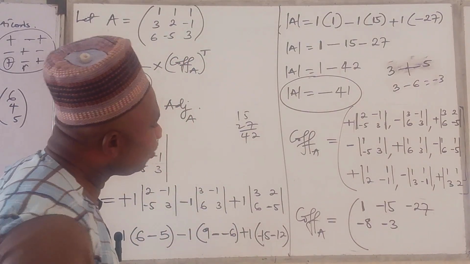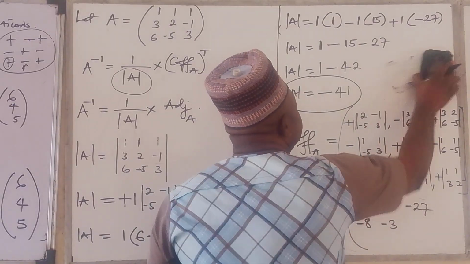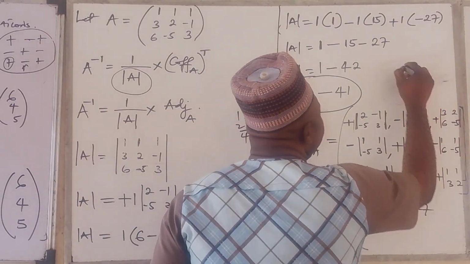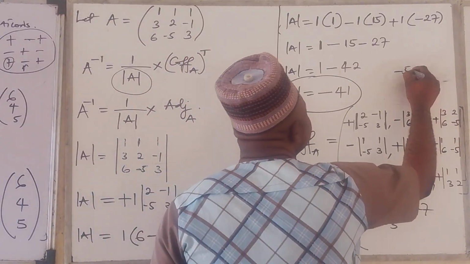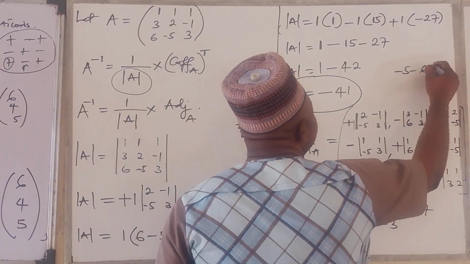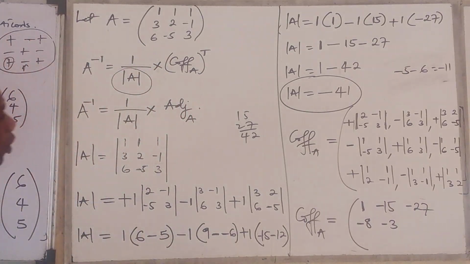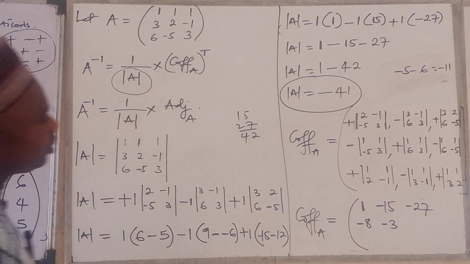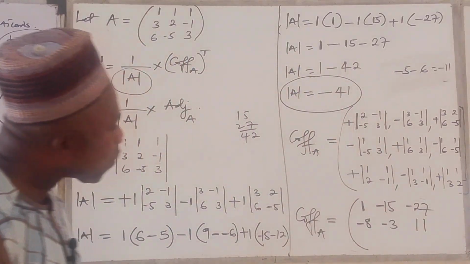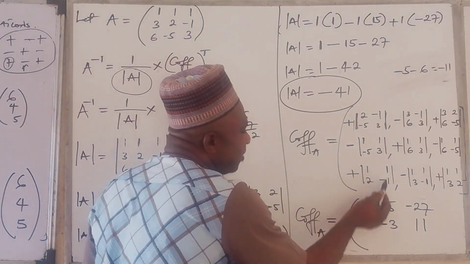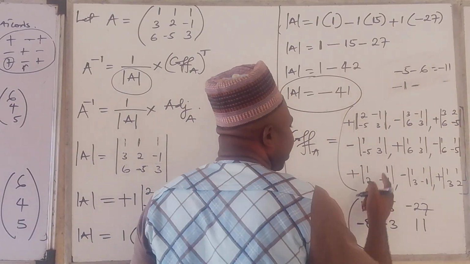Now the next one, we have 1 times minus 5, which is minus 5. And here we have 1 times 6 is 6. Minus 5 minus 6 will give us minus 11. If you look at the front there, before the brackets, we have minus sign. So minus minus is plus. So that will change to plus 11. Now let's look at this. 1 times minus 1 is minus 1. Then minus this times this is 2.